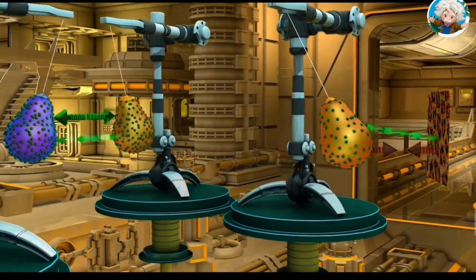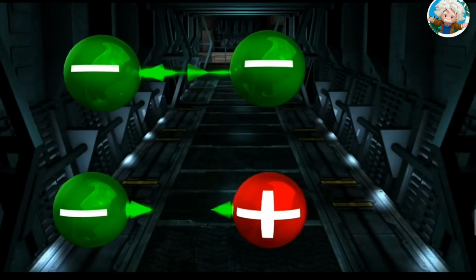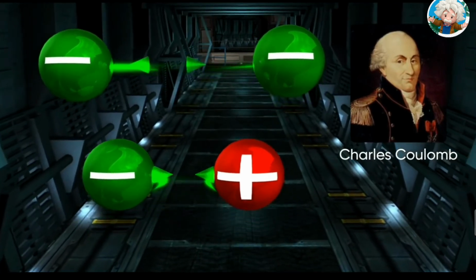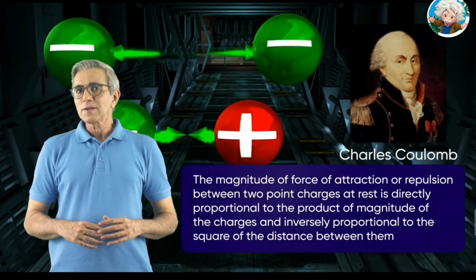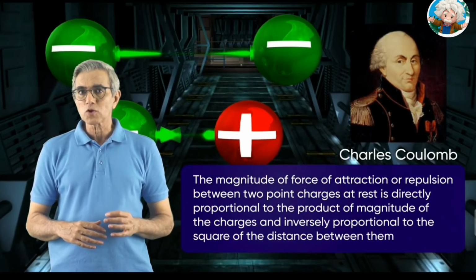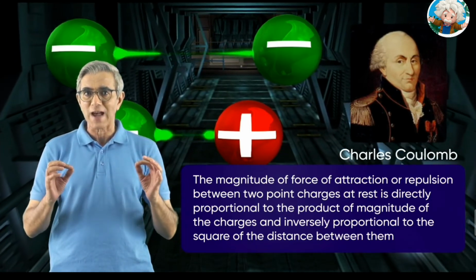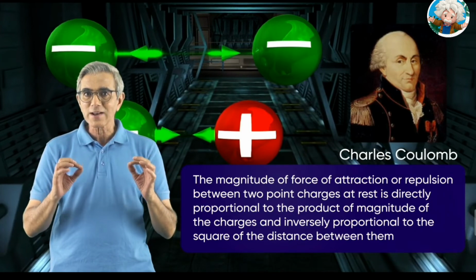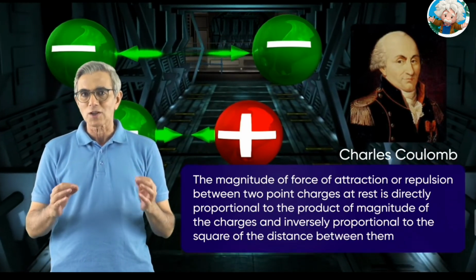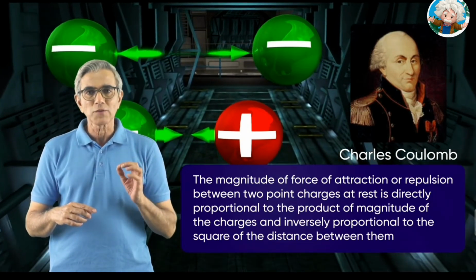The force of attraction or repulsion between two electric charges at rest was studied by Charles Coulomb in the 18th century. He formulated a law which states that the magnitude of the force of attraction or repulsion between two point charges at rest is directly proportional to the product of the magnitude of the charges and inversely proportional to the square of the distance between them.